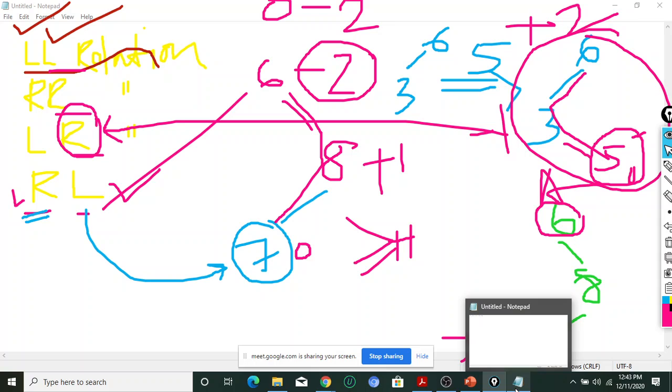So AVL tree is a height balanced tree, it's a binary search tree. When we talk about the AVL tree definition, we first mention it's a binary search tree in which the height balance of the left subtree and right subtree, that is the balance factor, is at most 1, and in which the left and right subtrees are also AVL trees. Okay, so it means that it's a recursive definition.